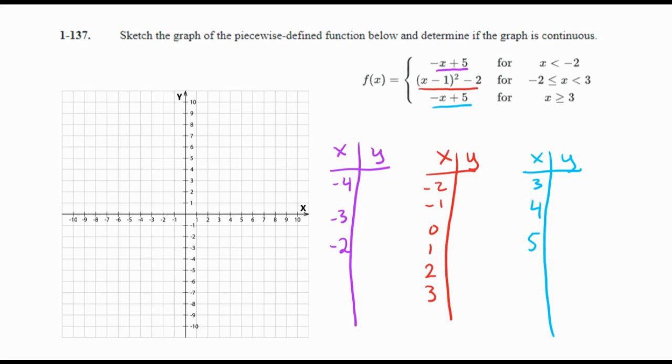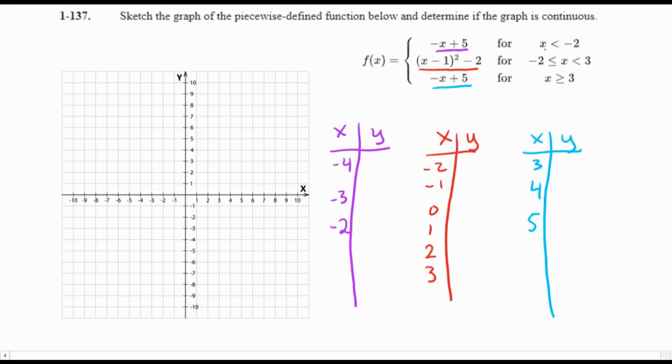As I'm going through this, a couple of things to note about the tables that I set up. I want at least three values. You can do more, but I usually like to at least start with three. The important thing is that the numbers that I chose for my purple function here are all x values that are less than -2. So all the numbers that are coming up to -2, that's what I chose.